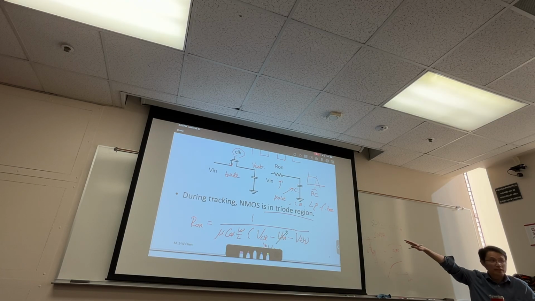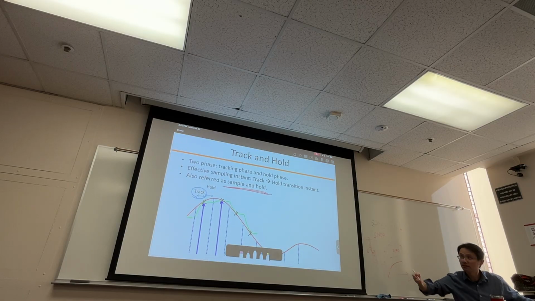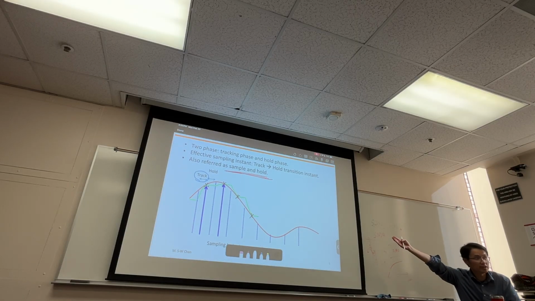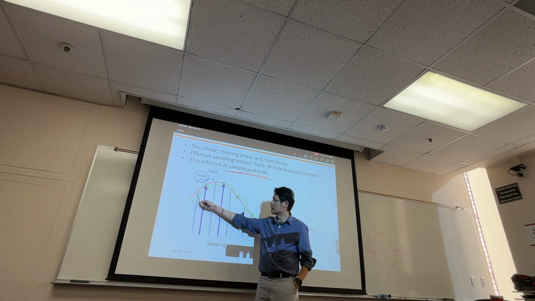Do you want a high R on or low R on? Low, because you want to push the pole to be very high. If you push the pole very high, what happens to this green curve? It gets sharper, right? You want this to be sharper so you can catch up.